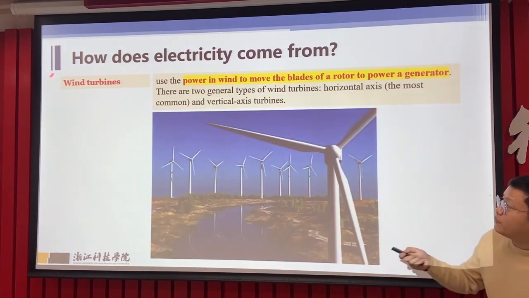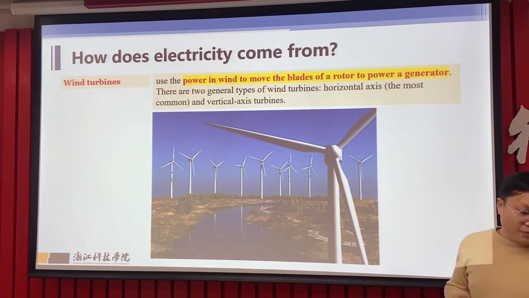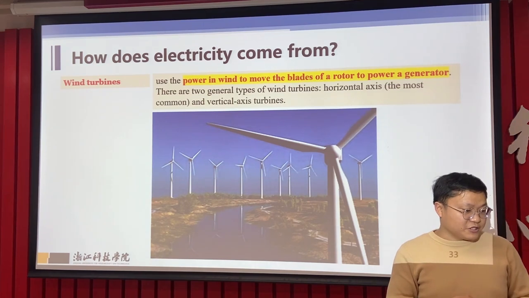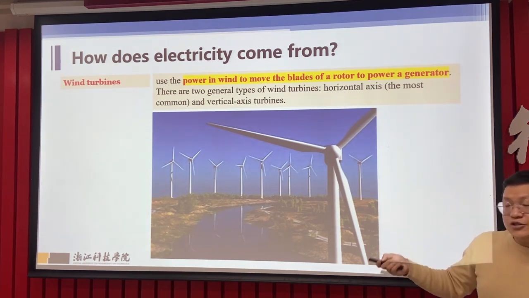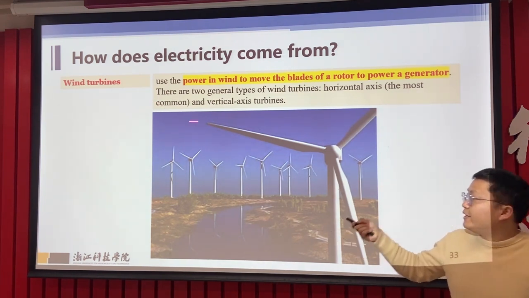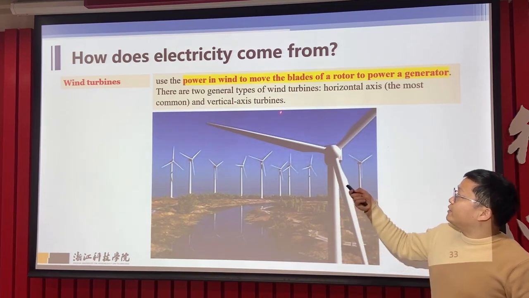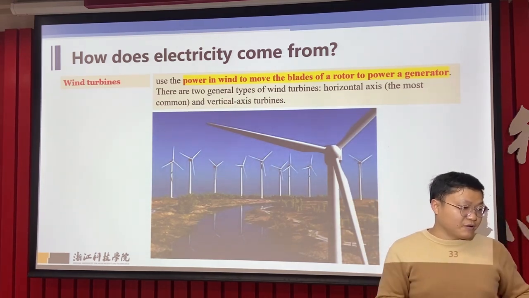And also we have wind turbines. Wind turbines use the power in wind to move the blades of a rotor to power a generator. Here we use the energy content in wind, and then the blade is driven, and the turbine is driven directly from the wind.